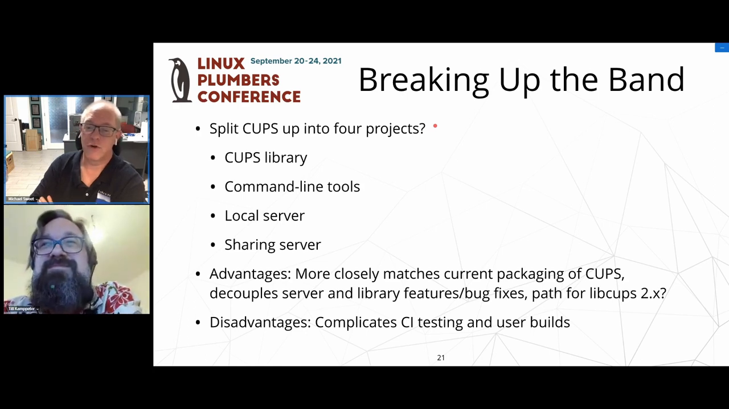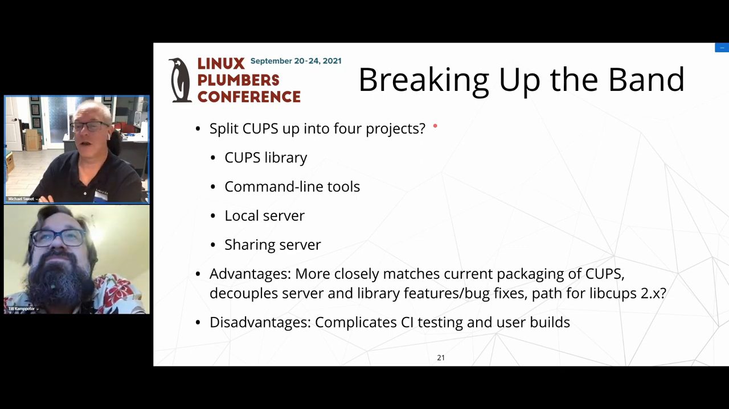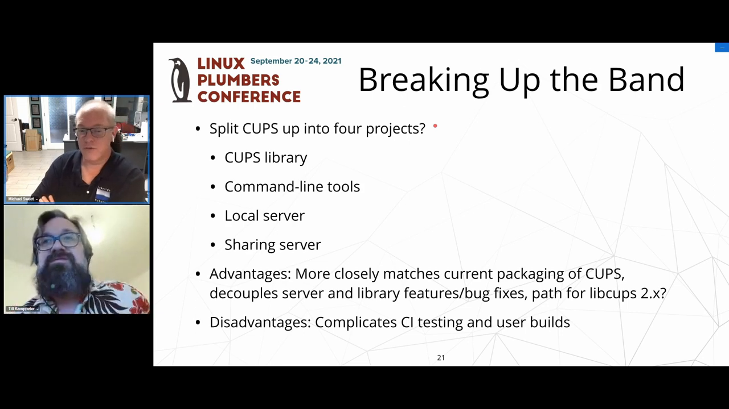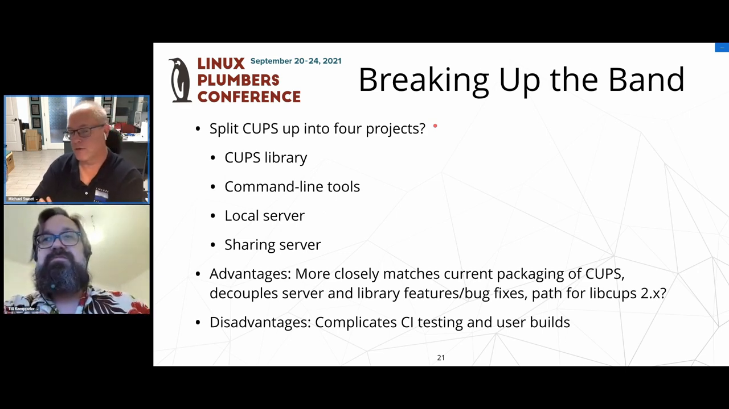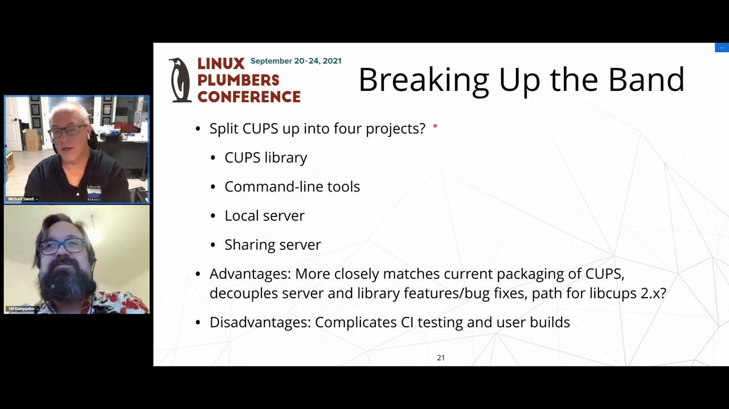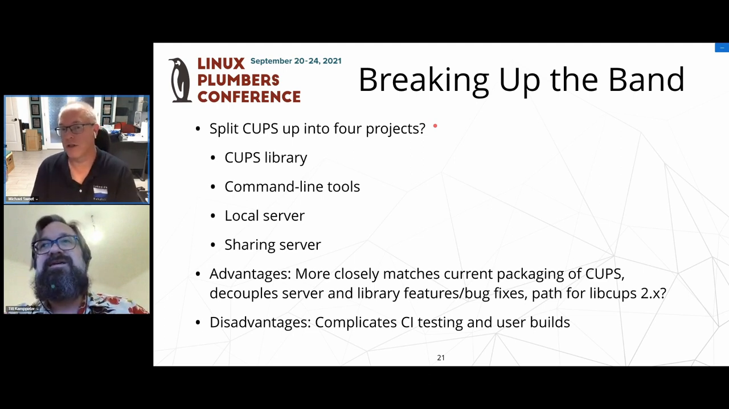If we were to split this up, it does more closely match how things are packaged, and it does decouple the server and the library so that when we're implementing features or bug fixes in the library, we can just pick them up in the other projects. But at the same time, there may be things in the library that will depend on, say, the local server or the sharing server. So I don't know if we'd end up with a CUPS library 3.0 and a sharing server version 3.2. I don't know that we would end up with that kind of a disparity. But it would give us that option. Like the command line tools might not change that often, so you might still have 3.0 command tools that will work with any 3.x version of the CUPS library. So I just don't know at this point. I think we're going to discover pretty quickly how it would work best.